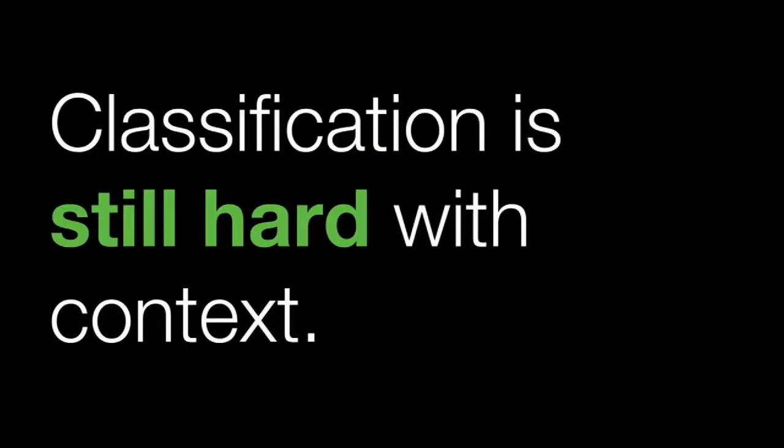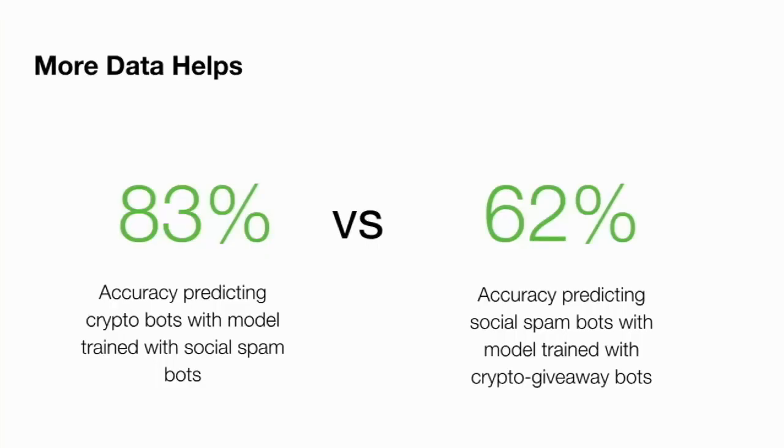But we want to say again that classification is hard, even if you have the context and the tweets. But more data can help. So again, when trying to identify bots of a different type, we saw that our models improved. We're going from 80% to 83% when our model was trained with the social spam bots and predicting on those cryptocurrency giveaway bots. And then our model increased from 53% to 62% when it was trained with the cryptocurrency giveaway bots and then predicting on the social spam bots.